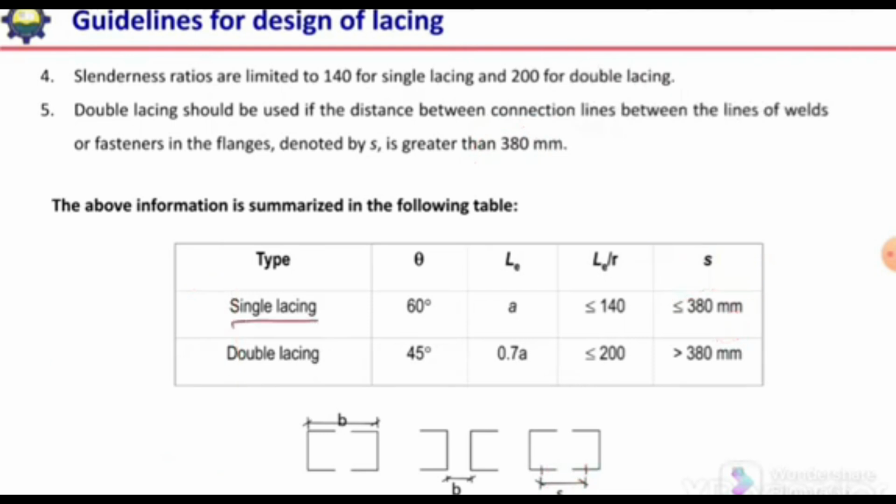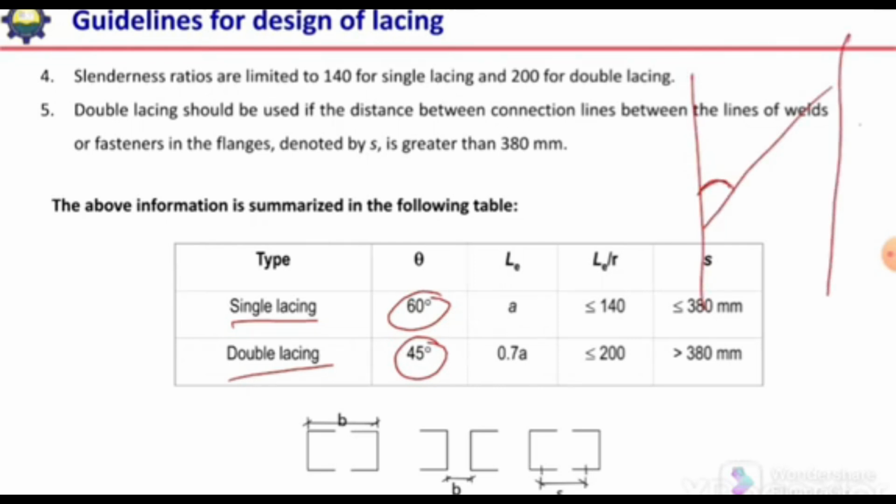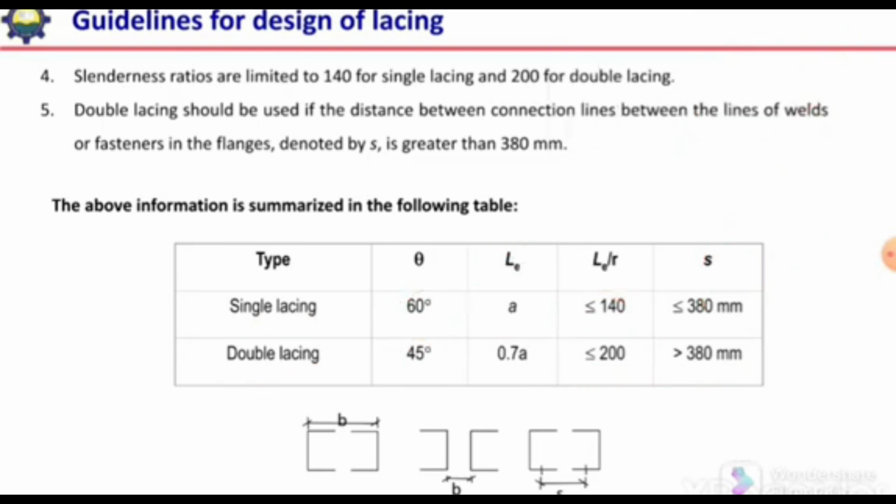In case of single lacing, the angle should be more than 60 degrees, and in case of double lacing, the angle should be more than 45 degrees, and this angle is with the vertical. We have the section like this, so this theta is with the vertical. And we have already studied that effective length will be equal to A or 0.7 A for double lacing, slenderness ratio less than 140 for single lacing and less than 200 for double lacing. And single lacing will be used when S is less than 380 and double lacing when S is more than 380.